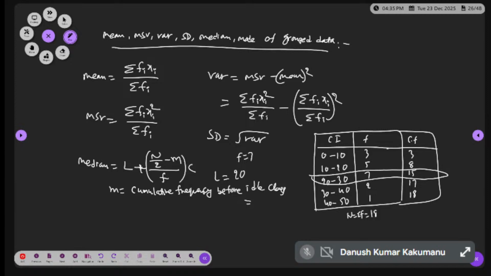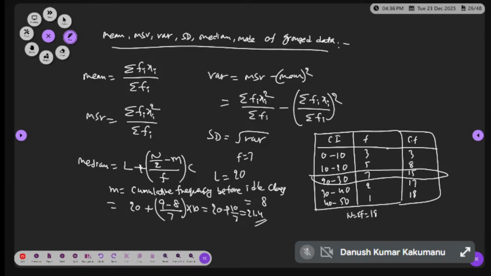What is the answer we are having here? Sigma F, 18. What is L value? 20. Cumulative frequency before the ideal class is what? 8. Substitute all of them. L is 20. N by 2, N is 18, so 9 minus 8 by F, which is 7, into class size, which is 10. Simplify here: 20 plus 10 by 7. 21.4 is the answer.